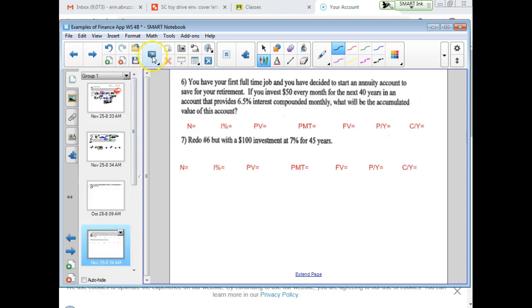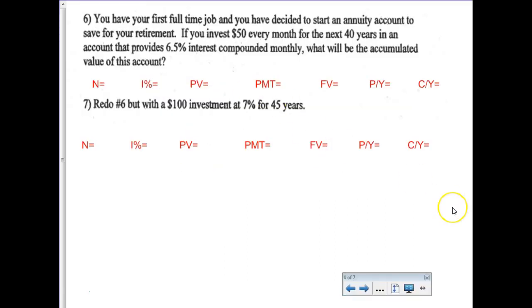All right, look at number 6. You have your first full-time job, straight out of college, and you're going to start preparing for your retirement because you're a responsible 22-year-old. You are planning on working for 40 more years, and then you want to retire.